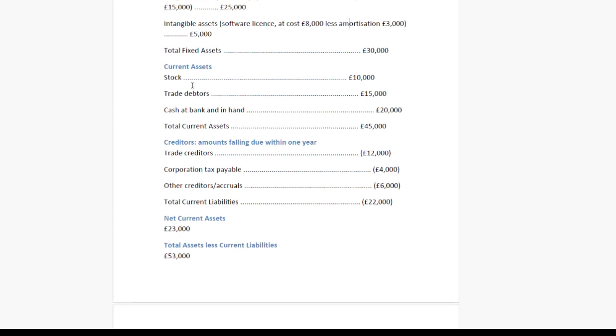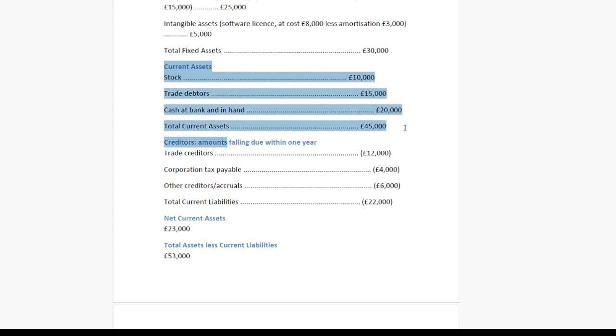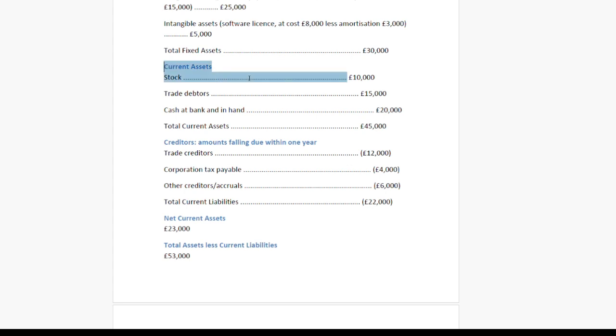And this is stock, which is effectively held in your business. So the business has purchased this stock, but it hasn't sold it at the year-end point. So in this case, at 31st December 2024, there's still £10,000 worth of stock left in the business. The company's paid for it, but it hasn't used it yet. It might be sat in a warehouse, it might be sat in a shop, but it's not been sold, and therefore it's what we call stock on hand.